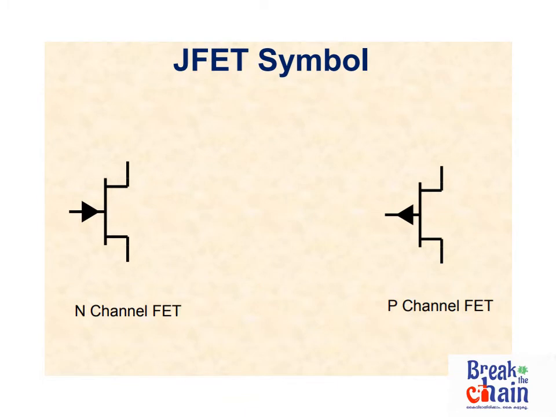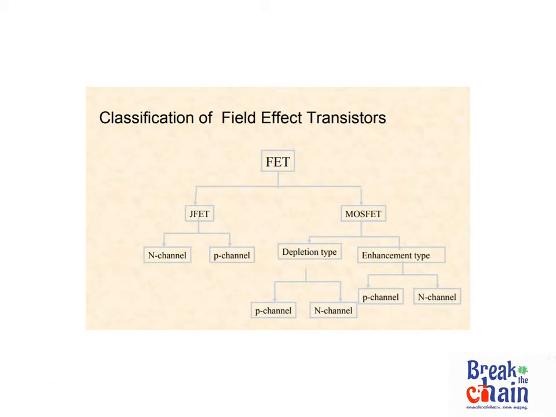And this is the symbol of FET. JFET means junction field effect transistors. There are basically two types of junction field effect transistors. One is called N-channel FET and another one is called P-channel FET. You can observe that for the N-channel FET, the arrow is inwards, and for P-channel FET, the arrow is outwards. So these are the symbols for N-channel FET and P-channel FET.